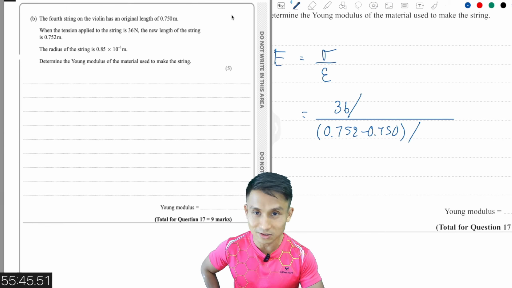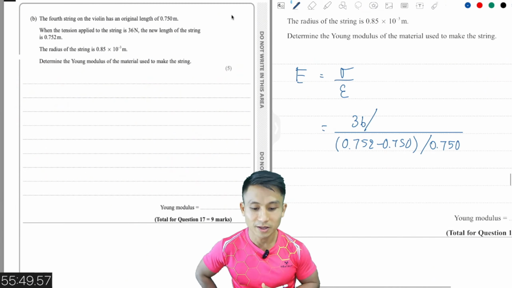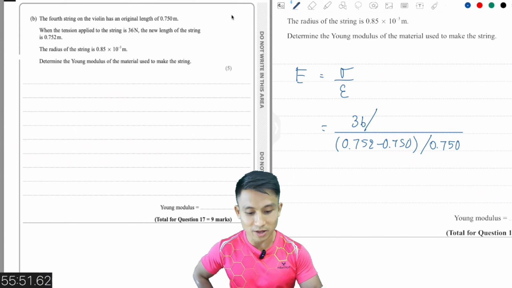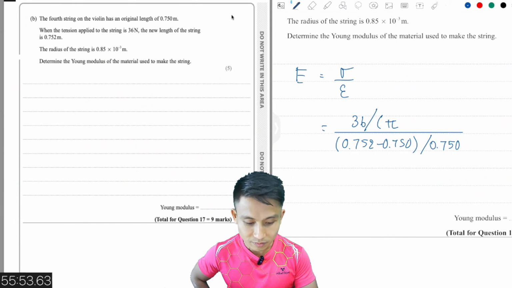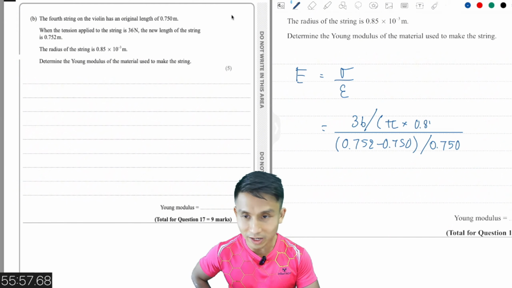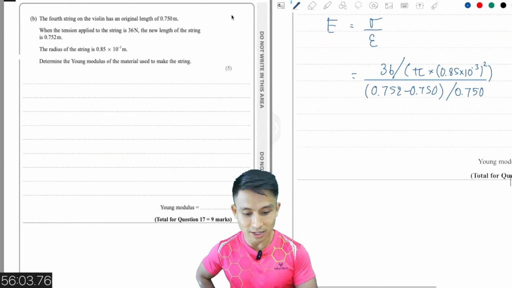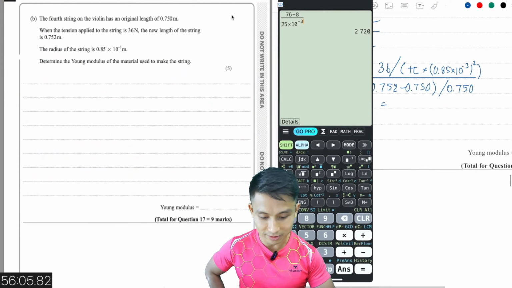So this is the extension. Original length is 0.750. The cross-sectional area is just pi times, well, that's the radius, so we're just going to do 0.85 times 10 to the minus 3, squared first, yeah. So that would be the Young modulus there. Just plug everything in again.